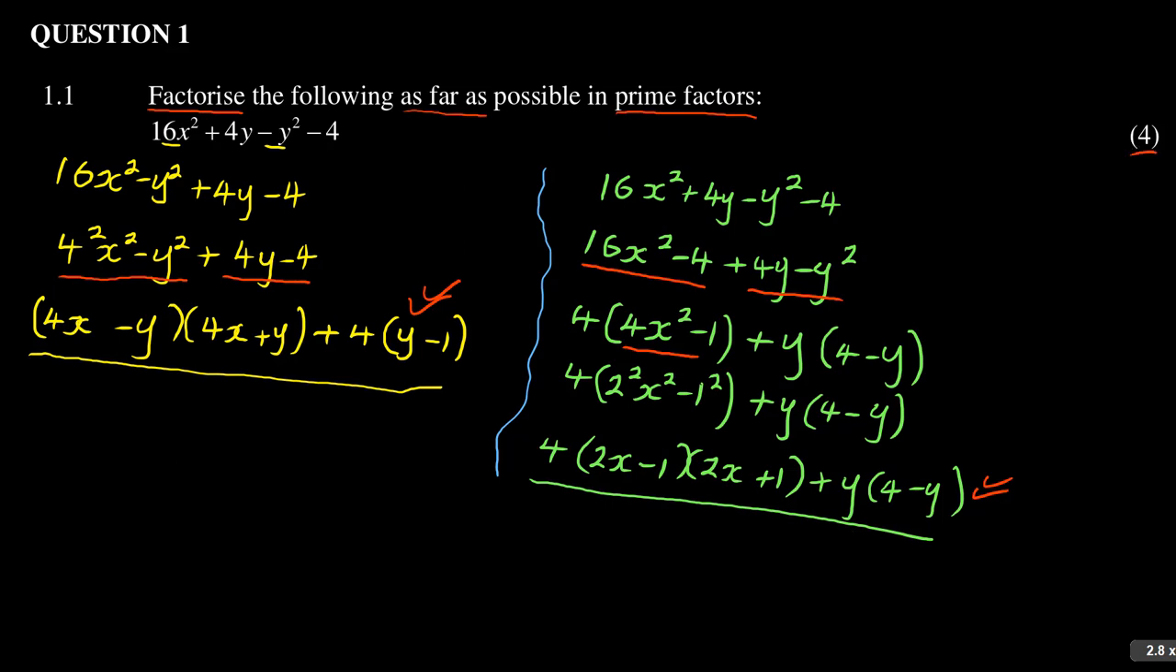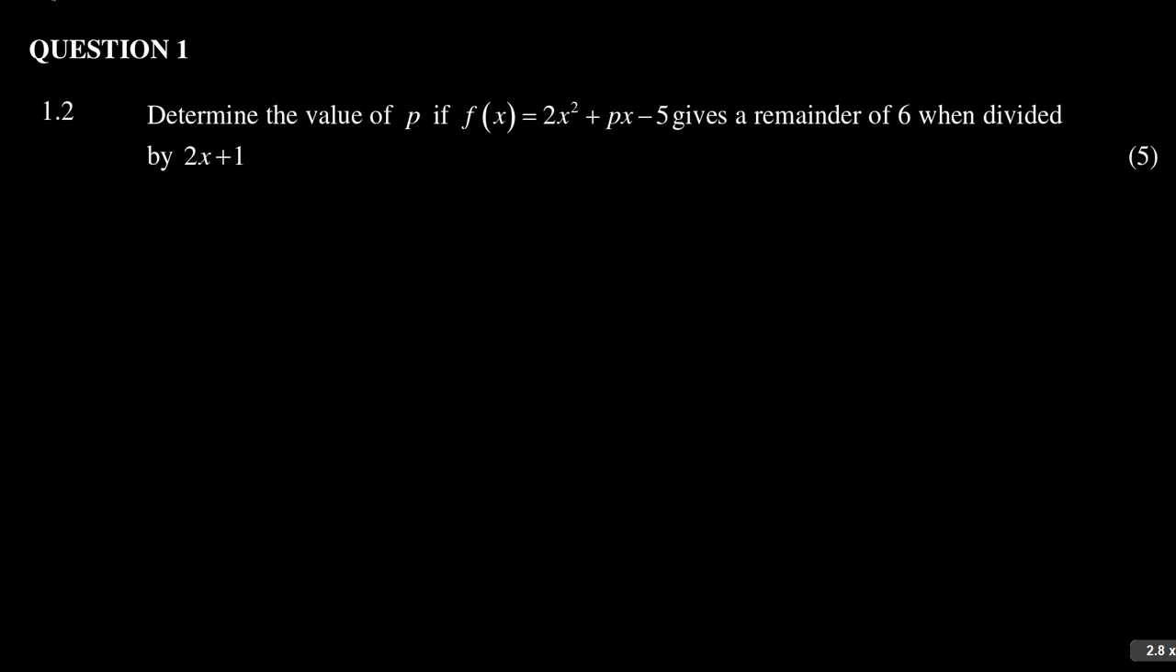Let us move on. Question 1.2, it says, determine the value of p if f of x, which is given, and in that f of x there is p, gives a remainder, very important, a remainder of 6 when divided by 2x plus 1. So there are key things that are important. Now you need to get 5 marks out of this. I will come with one of the quickest ways in which you can approach this.